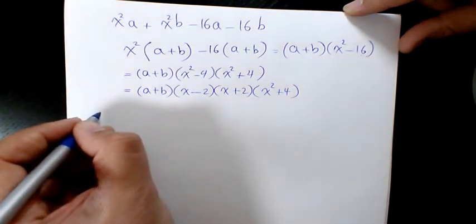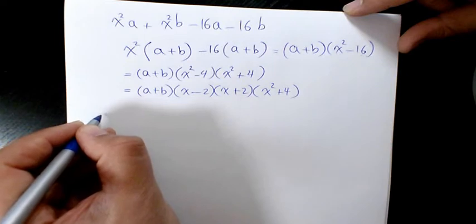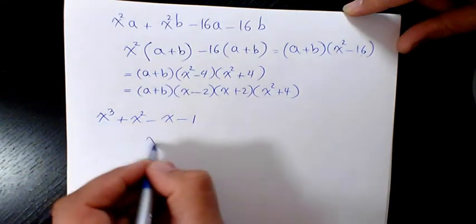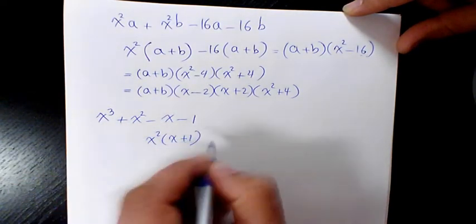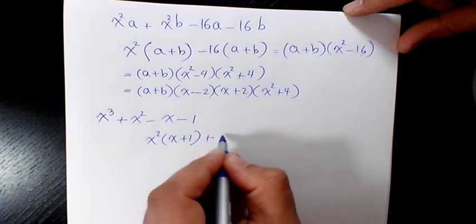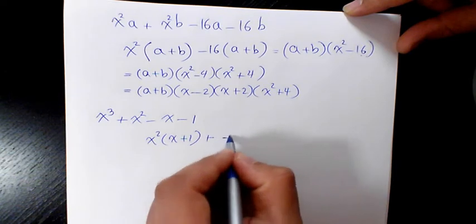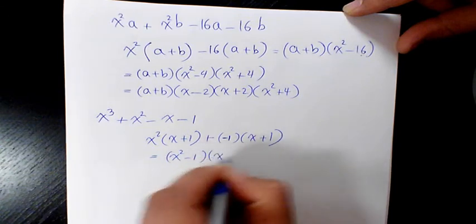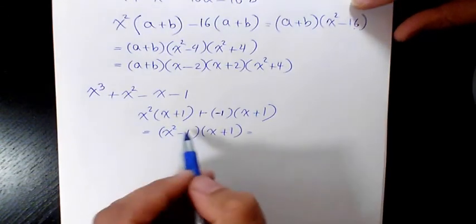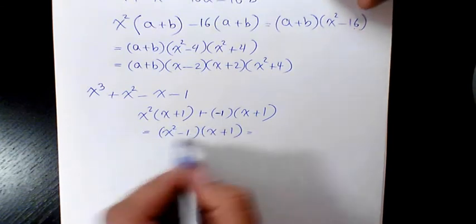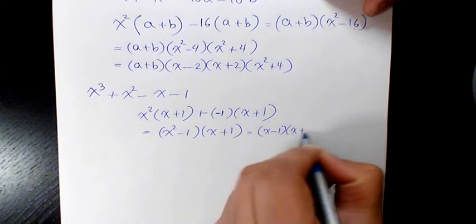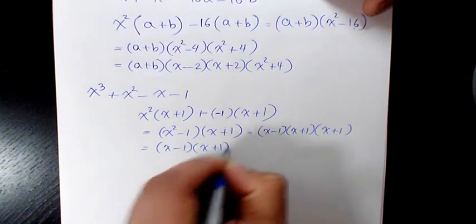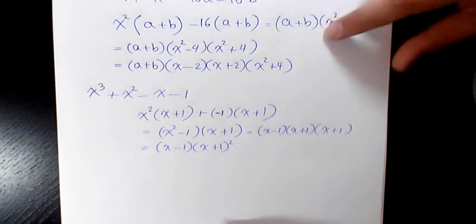Next one is x cubed plus x squared minus x minus 1. You factor x squared here, it's going to be x plus 1. And you factor negative 1 in here, x plus 1. So it's going to be x squared minus 1 times x plus 1. That x squared minus 1 is the difference of squares. You can write that as x minus 1 times x plus 1 times x plus 1. That's going to make it x minus 1 times x plus 1 to the power of 2. And that's the factored form.